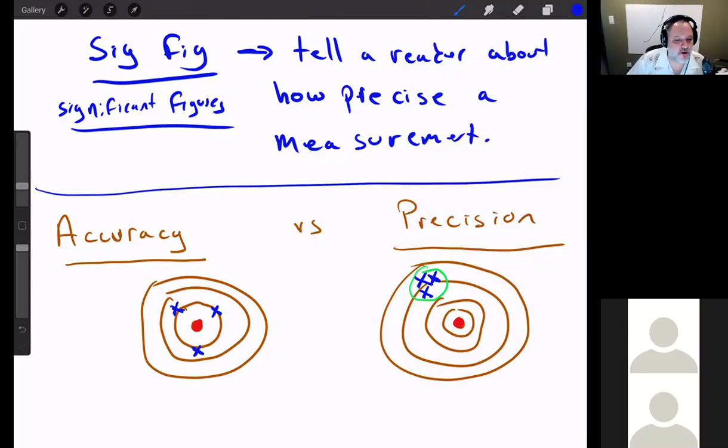What I'm hoping that you're seeing with the target on the left is that the grouping is not that great. Each hit is not really next to the other one. So the precision, in other words, how big that circle is, is not so great. But what is the average position if I were to average all the positions out? The average position really is the bullseye. So in a weird way, this is something that would be accurate but not precise.